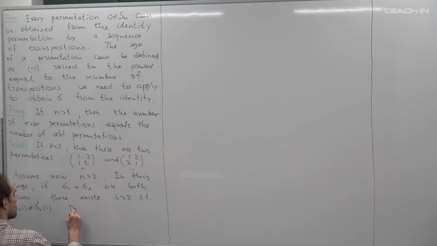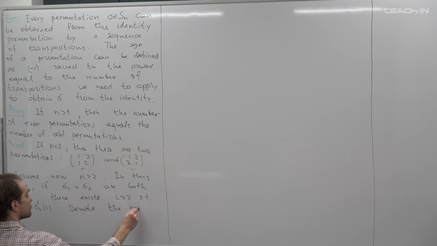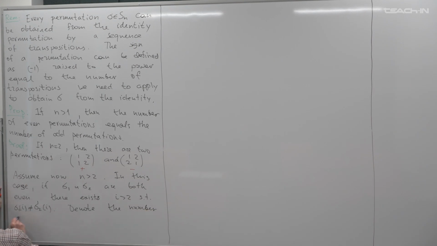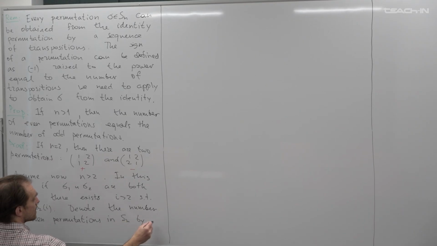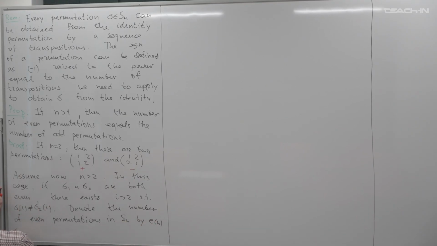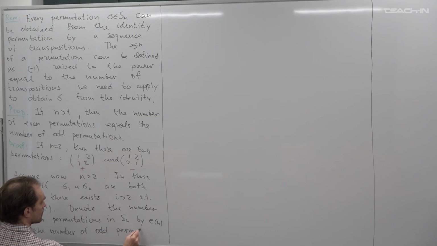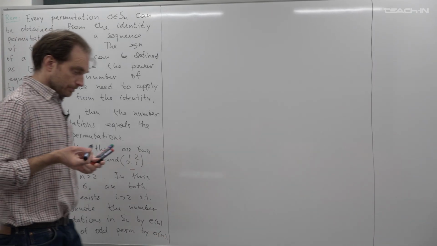Okay, so denote the number of even permutations in Sn by E of n, and the number of odd permutations by O of n. Okay.